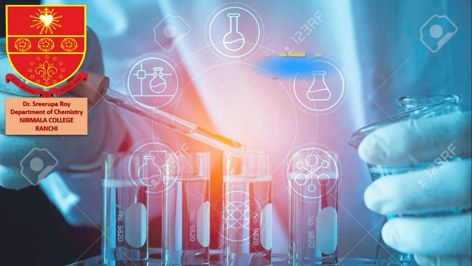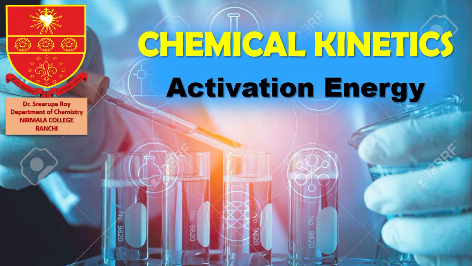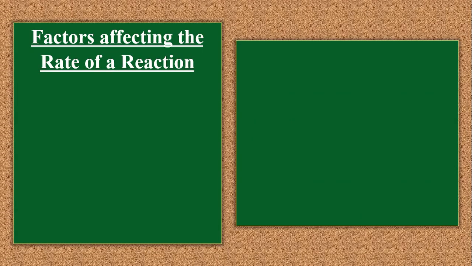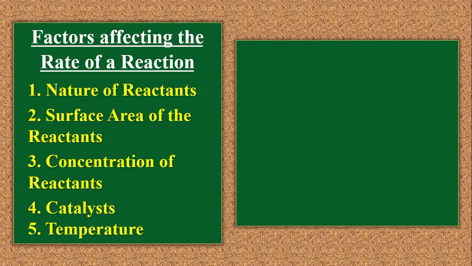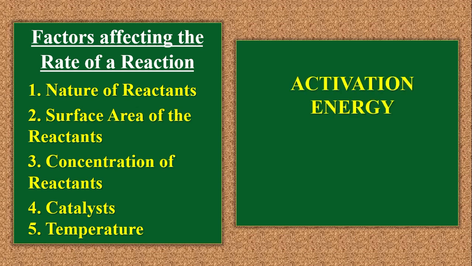Good morning, everyone, and welcome to the next lesson on chemical kinetics. So far, in this chapter, we have studied the rate of a chemical reaction and the different factors that affect the rate of a chemical reaction. That is, nature of reactants, surface area of reactants, concentration of reactants, catalysts, and temperature. In today's class, we will study the activation energy of a reaction and how to calculate the activation energy using the Arrhenius equation.